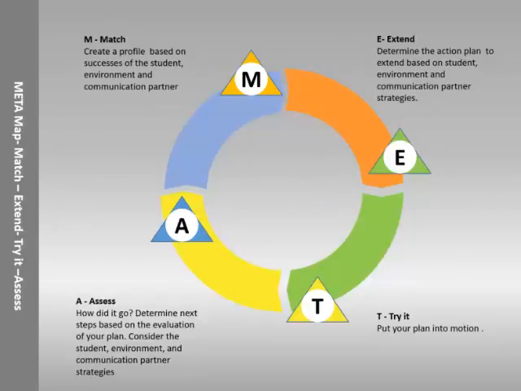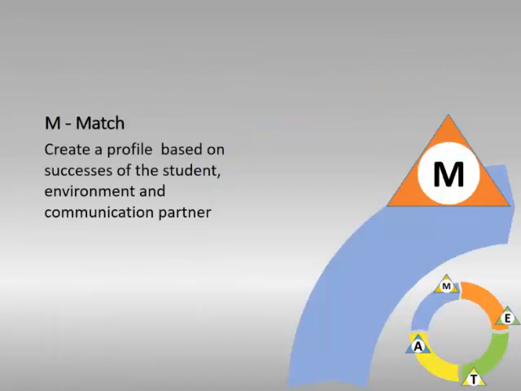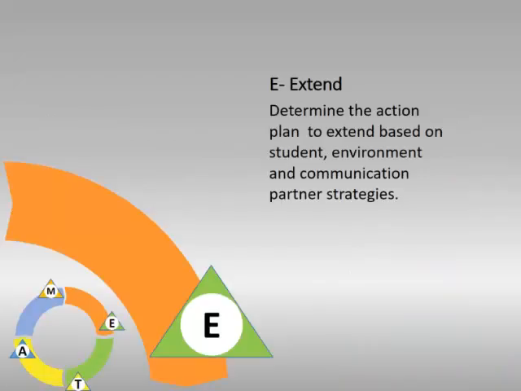We used meta to think about not only how to extend engagement, but also how to recognize additional opportunities for engagement. We start with the match, and again, we looked at initially what's working. We looked at what's working for the student, the environment, and the communication partner. And then we looked at all of those components and thought about tweaking just one thing. It might be one thing in the environment, one thing the communication partner does, or one thing that we could change about the communicative environment, either to extend the current interaction or to look for additional opportunities for engagement.